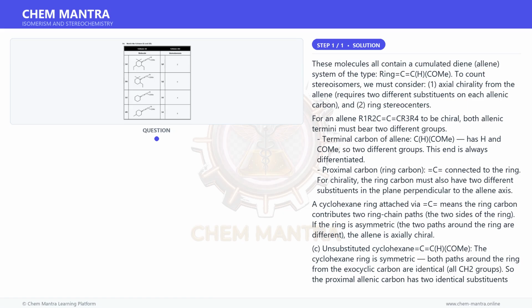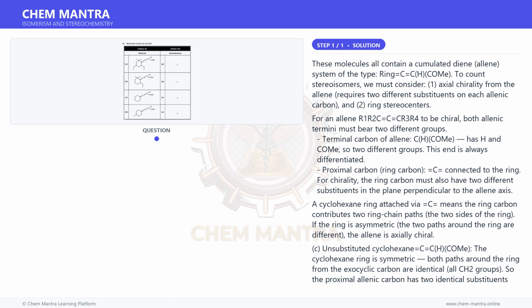This matches Q. Next, 4-methylcyclohexane=C=CHCOMe. The methyl at C4 makes the 2 ring paths different, so the proximal allenic carbon now has 2 different substituents. Axial chirality exists, with 2 allenic configurations, Ra and Sa. Additionally, C4 bearing the methyl is a stereocenter: it has methyl, H, and 2 different ring chain paths to the allenic carbon. So C4 is a stereocenter with 2 configurations.